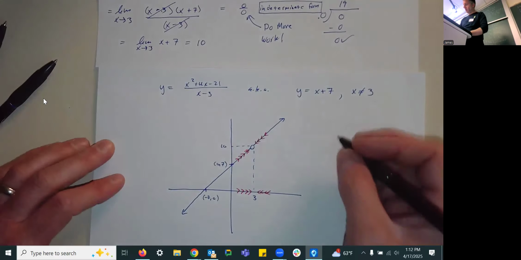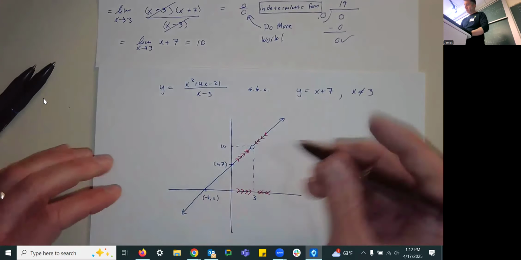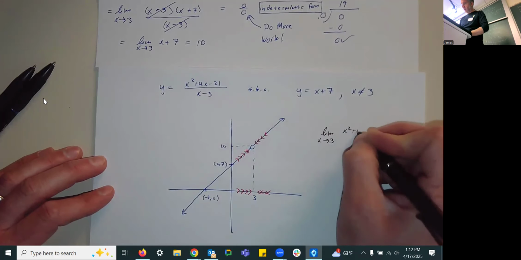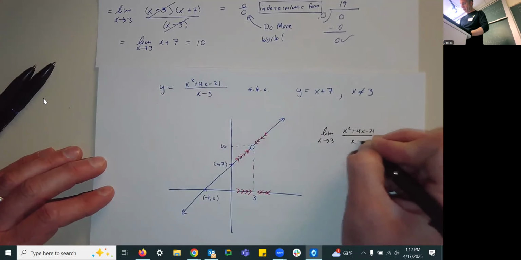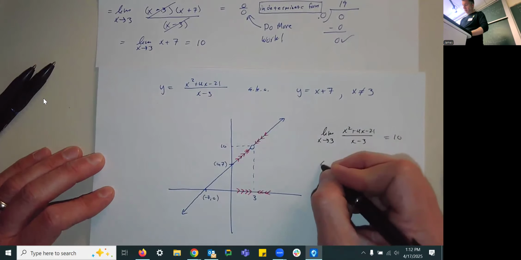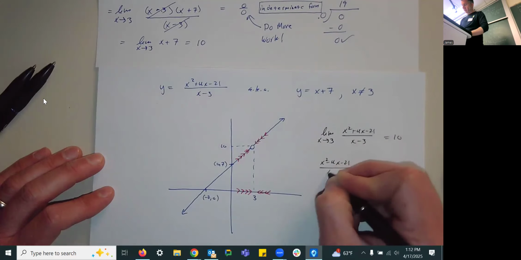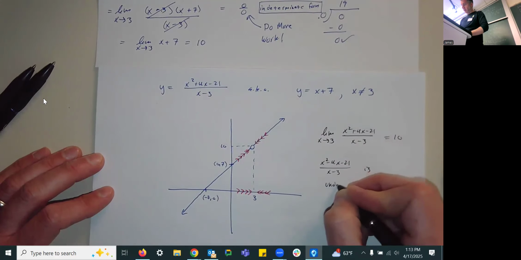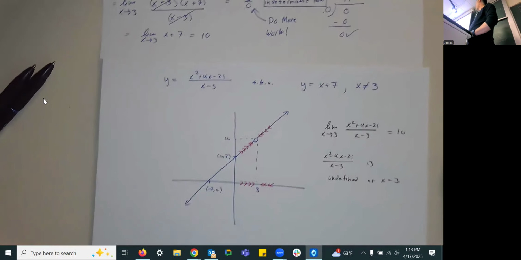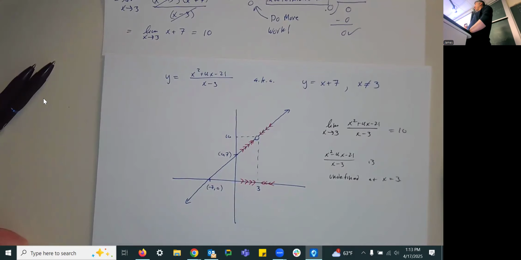So I'll just say one more thing here. Yes, the limit as x approaches 3 of x squared plus 4x minus 21 divided by x minus 3 is equal to 10. And also, x squared plus 4x minus 21 over x minus 3 is undefined at x equal to 3. The limit still exists, even though the function isn't defined at 3. Because again, I'll say it one more time, the limit doesn't care what is happening exactly at 3. It just cares what is happening really, really close to 3.